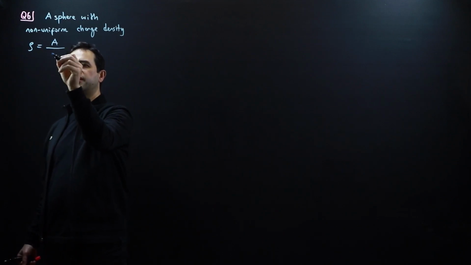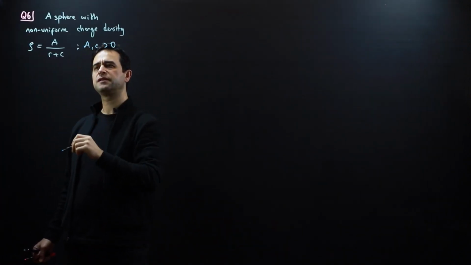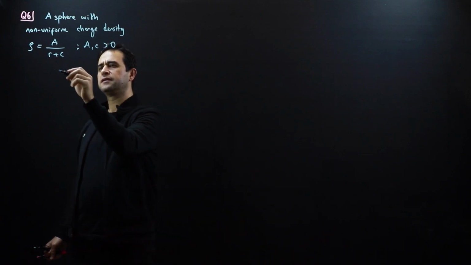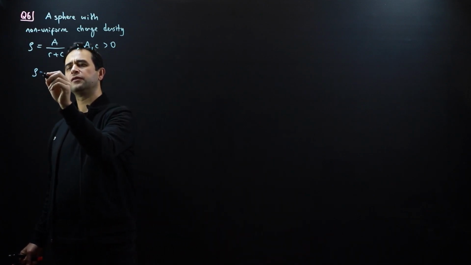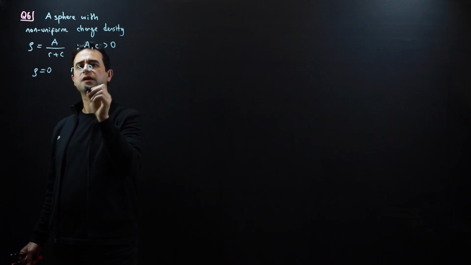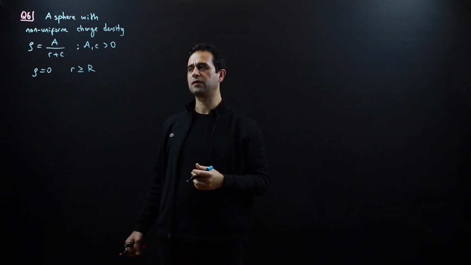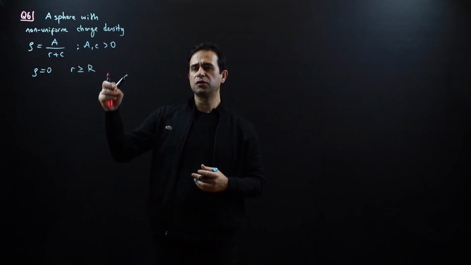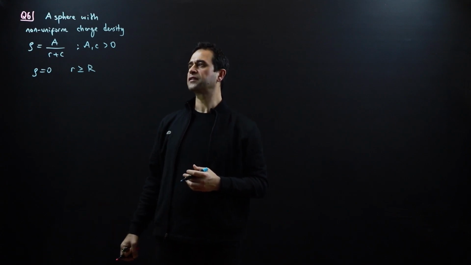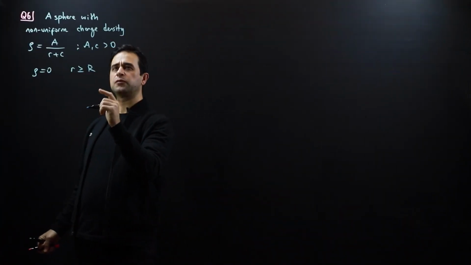equal to a constant divided by r plus c, where a and c are both positive constants, and it's equal to 0 when r is bigger than or equal to capital R. So it's a sphere with a radius of capital R basically, and the charge is non-uniform. Of course it's non-conducting, the charges are not allowed to just move. Okay, so, and the question is the following.